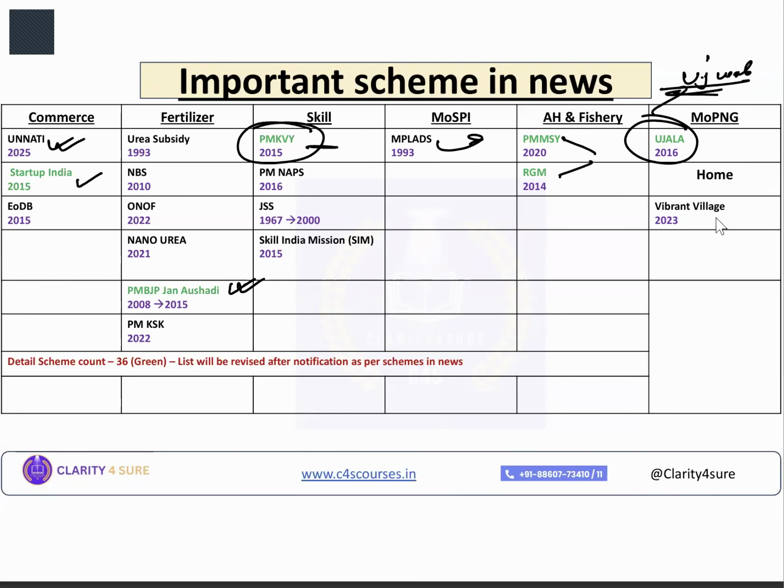And from home ministry, it's Vibrant Village, that has become old, not that important right now. So if you count the green codes, we have 36 right now as on date that are important for the examination. As per the notification, there can be some shifting in the schemes, as I told you. But right now, we'll try to focus on these 36 schemes for our examination. So that's a brief view.